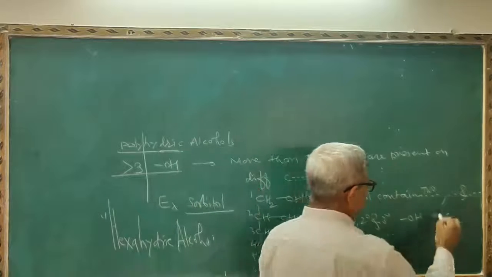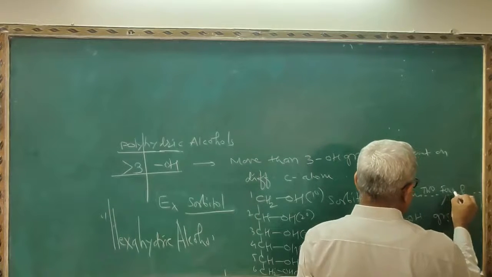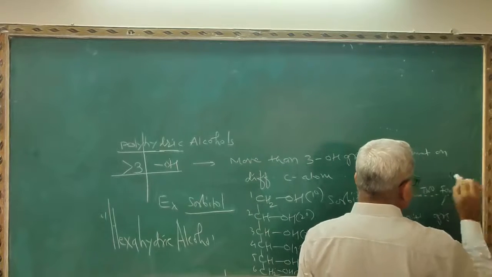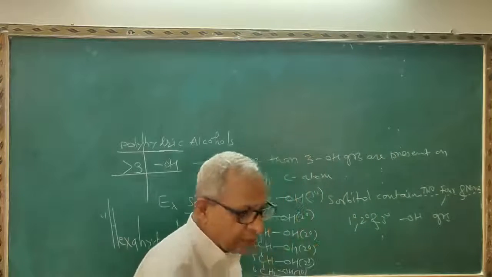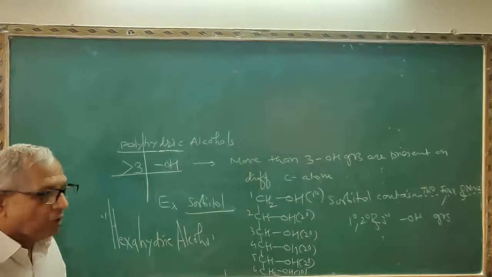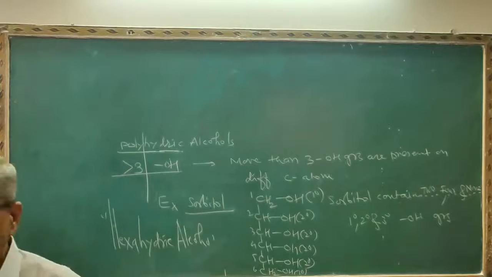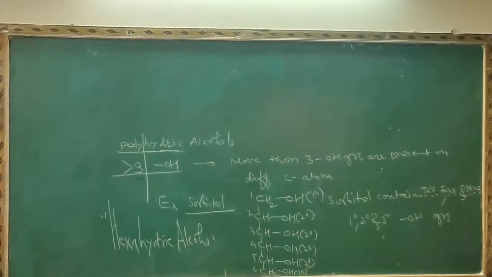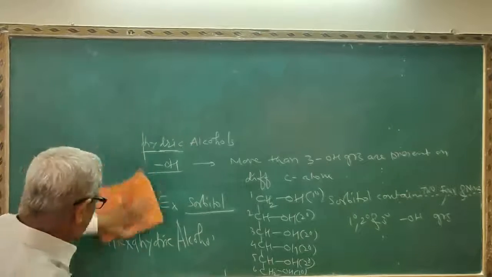So it contains 4 secondary, none or 0 tertiary, because there is no tertiary carbon atom. So this is the important question here. Generally combined question will be set on the glycol, glycerol and sorbitol. Their structure, their common name, their IUPAC name, types of primary, secondary or number of primary, secondary and tertiary alcoholic OH group.